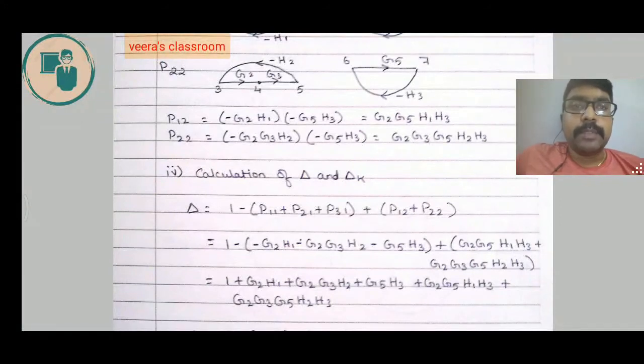The last step is to find the value of del k. What is meant by k? K is the number of forward paths.